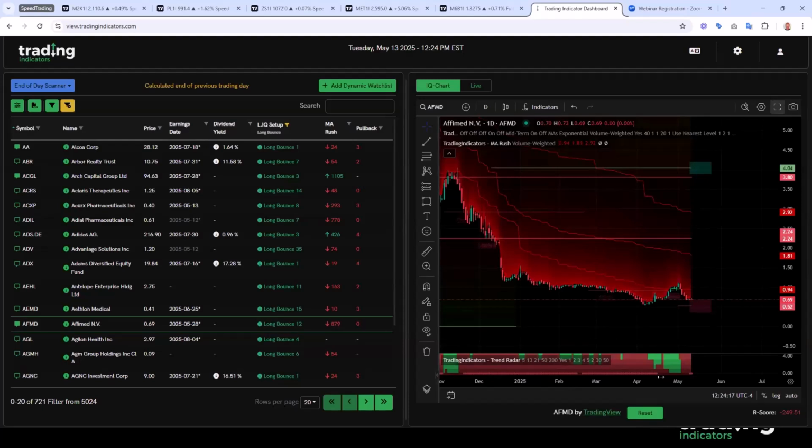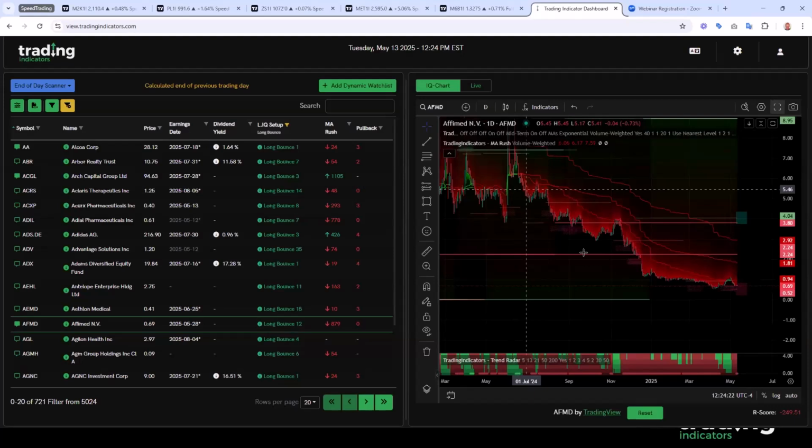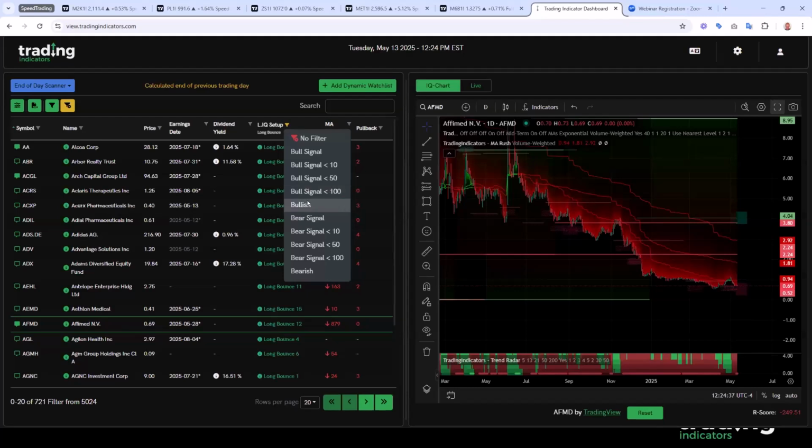But not every setup is equally good. Because what I also want to see is that the stock in general is also trending upwards, not downwards like this one here. This is a very bearish stock. Here, I'm not convinced that the setup would actually hold, and we may see a bounce towards the middle in between support and resistance. So what I'm going to do here is I'm going to filter by only bullish stocks.